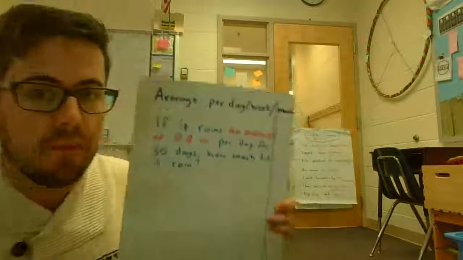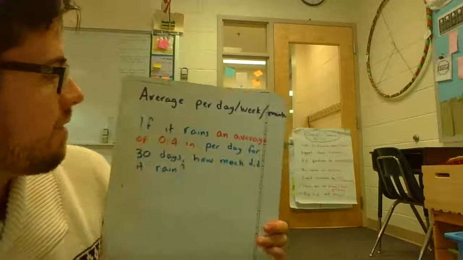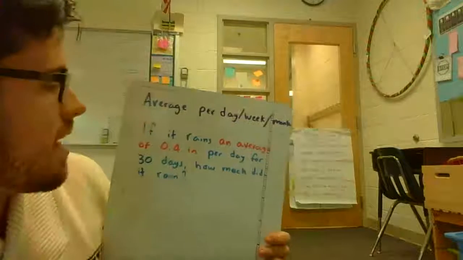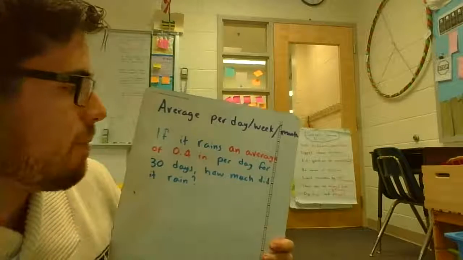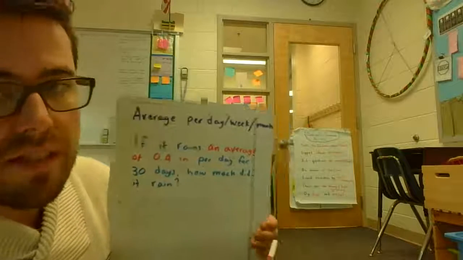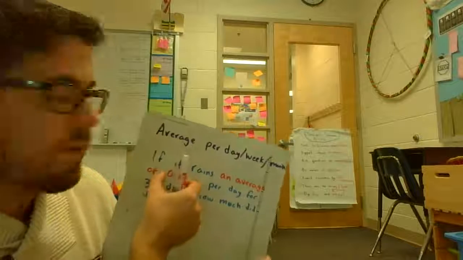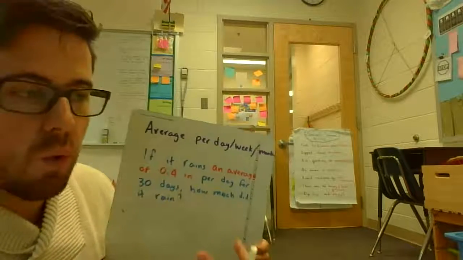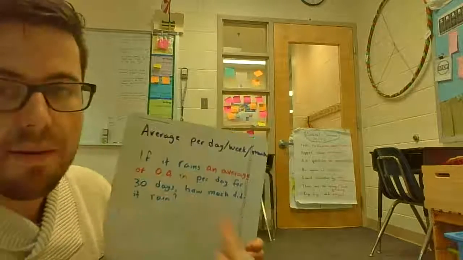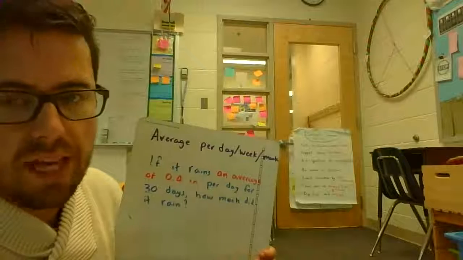So an example problem that you might want to look at is this. If it rains an average of 0.4 inches per day for 30 days, how much did it rain after 30 days? So this is basically a repeated addition type problem. It's asking if we repeat the amount 0.4 30 times, because there are 30 days in this period, how much will that be altogether?